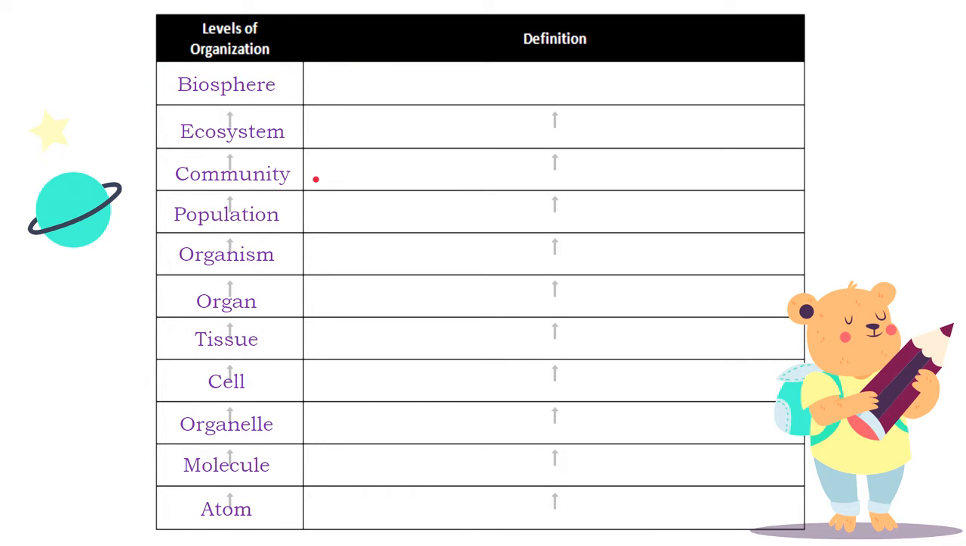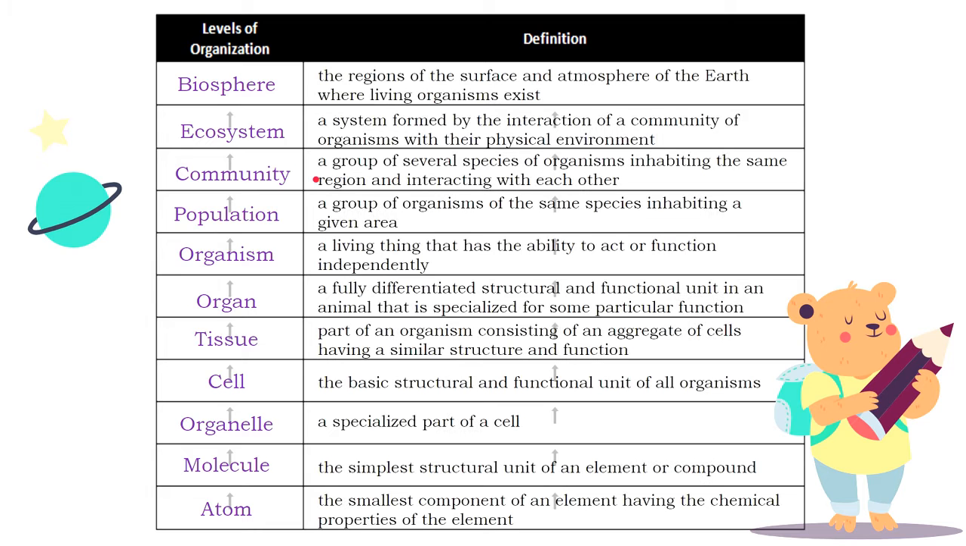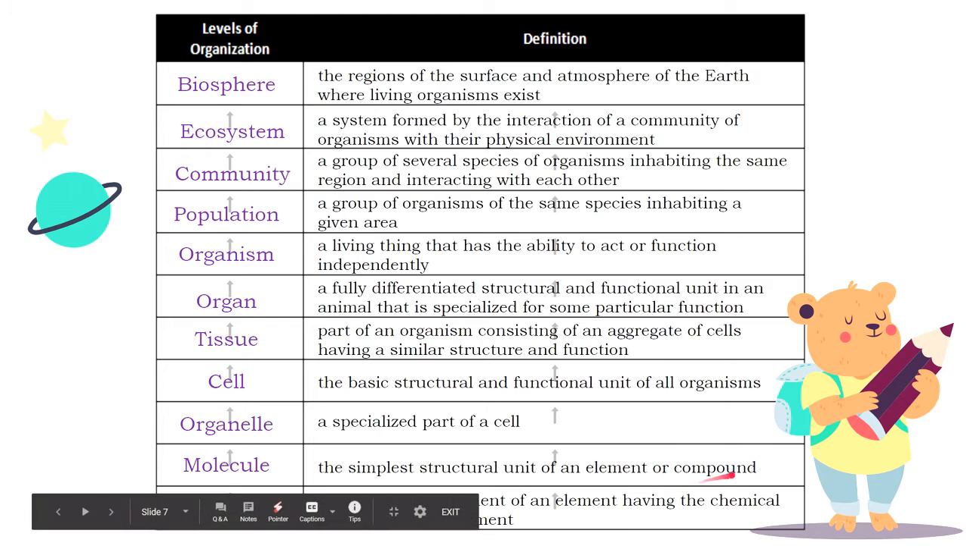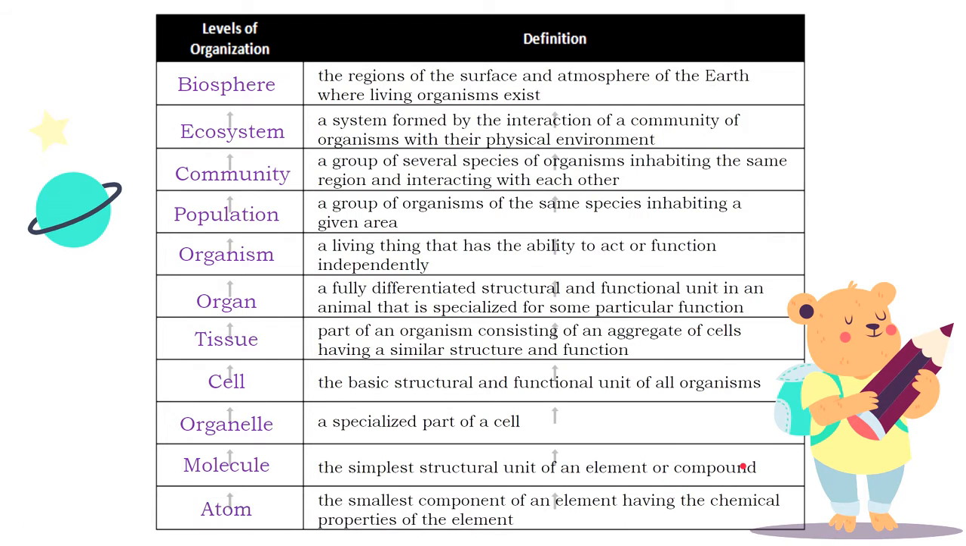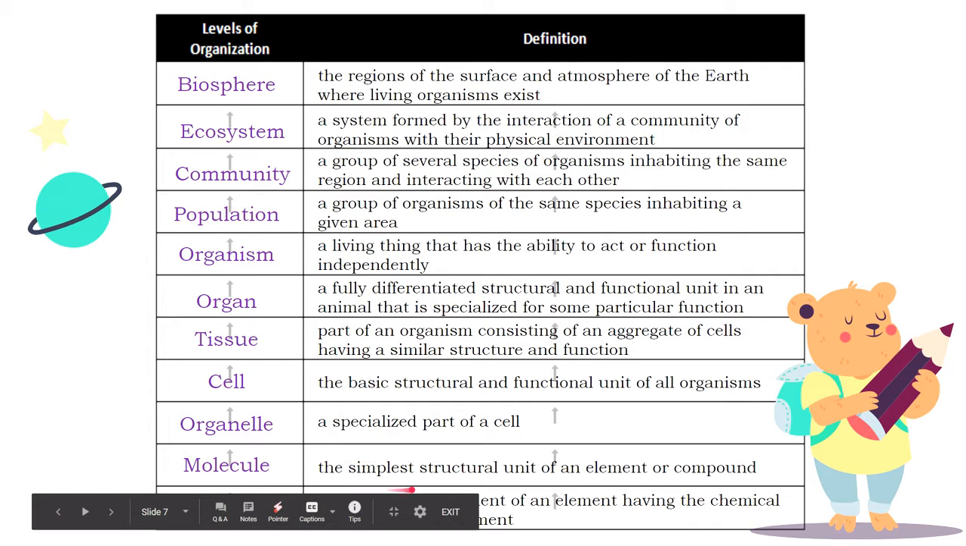So again, what's the definition of the following levels? Atoms are the smallest components of an element having the chemical properties of that element. I hope you still remember atoms. Elements have carbon atoms, hydrogen atoms, oxygen atoms. But if you put them together and they have certain bonds, ionic bonds or covalent bonds, then they can form molecules.